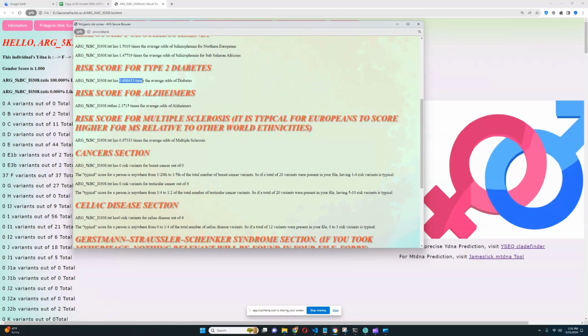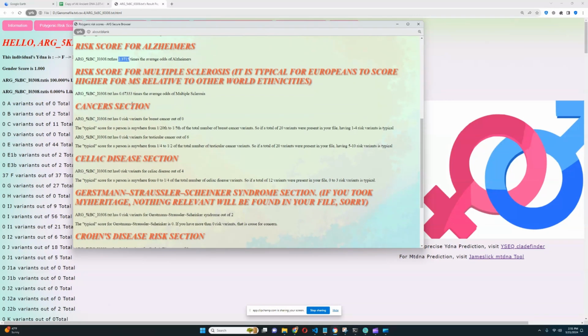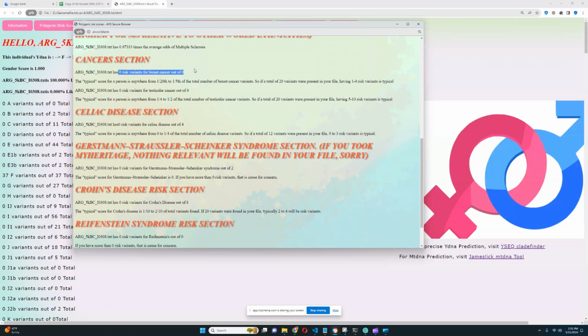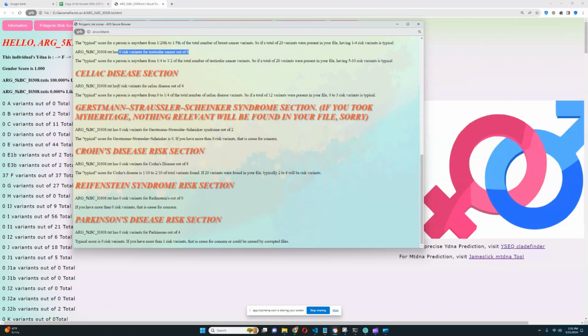It looks like he's got a below average risk score for type 2 diabetes, a slightly above average risk score for Alzheimer's, a below average risk score for multiple sclerosis, zero risk variance for breast cancer, zero risk variance for testicular cancer, definitely really healthy. Zero risk variance for celiac disease, once again, really healthy.